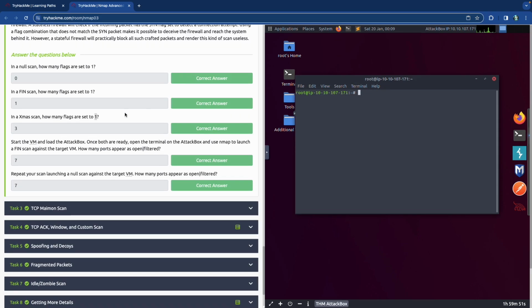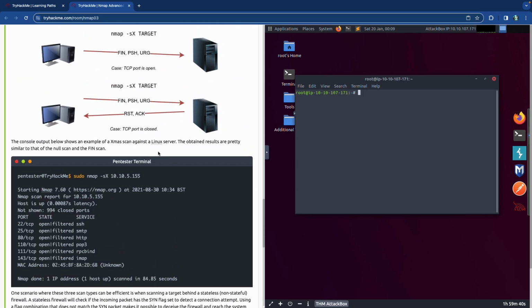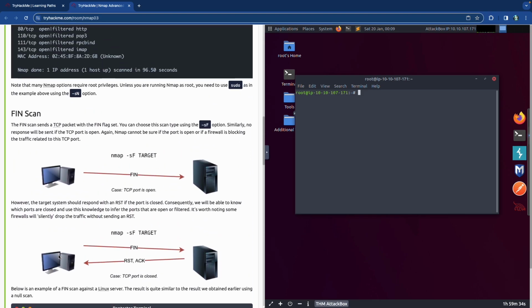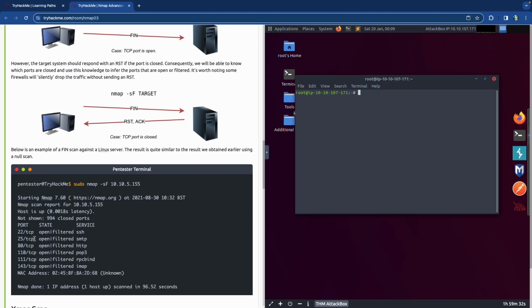And so what is it asking us to do? It says once both are ready, open the terminal and use Nmap to launch a FIN scan against the VM. How many ports appear to be open|filtered? In this particular case, when they did a FIN scan, let's see how many showed up. It said 1, 2, 3, 4, 5, 6 showed up. So in this particular result, there were 6 ports that showed up as open.